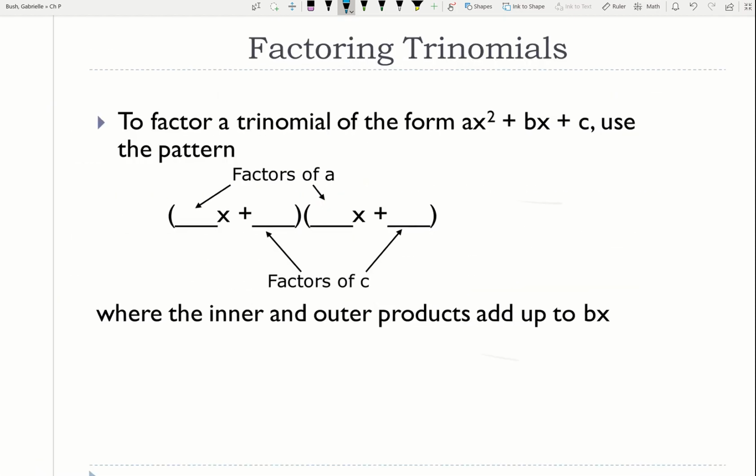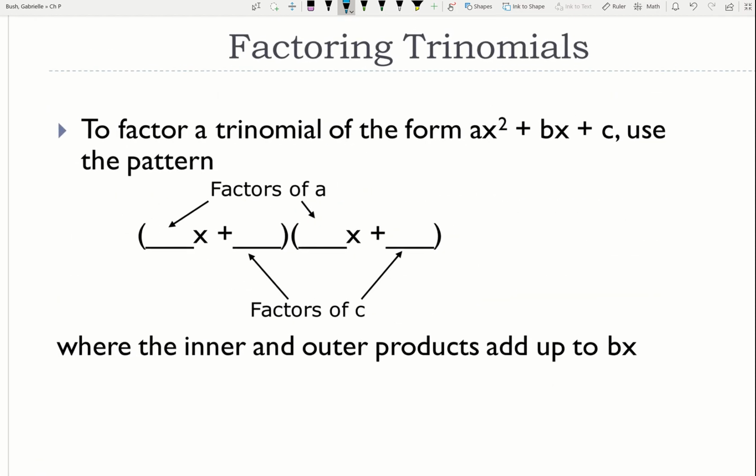Factoring trinomials is probably one of the more process-intensive parts of factoring, but in general, it says here, to factor a trinomial of this form, ax squared plus bx plus c, we're going to use this pattern, right? So what we want are factors of a that are going to act as coefficients on our x terms in our factorization, and then these constants in these binomials are going to be factors of c, okay?